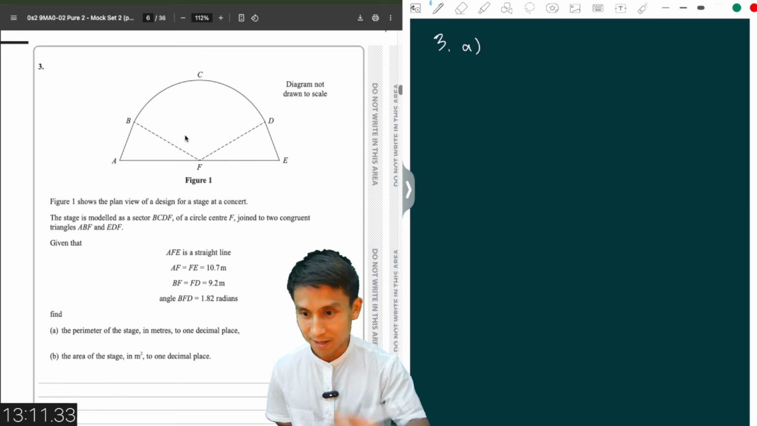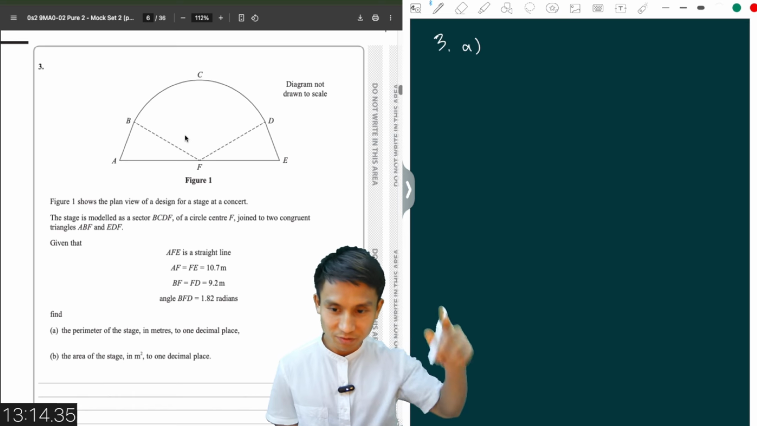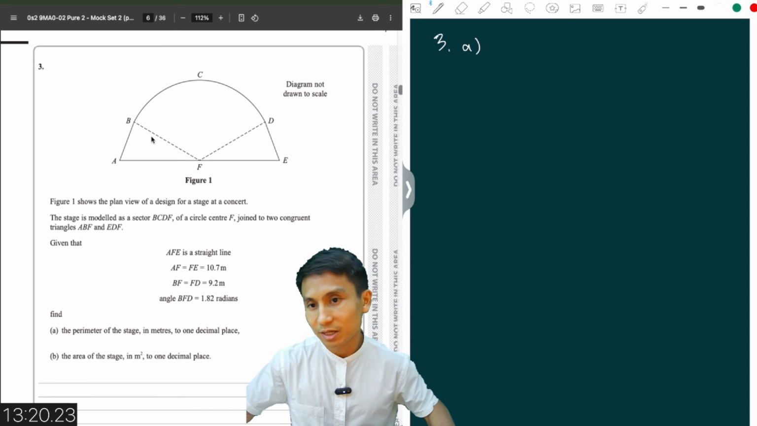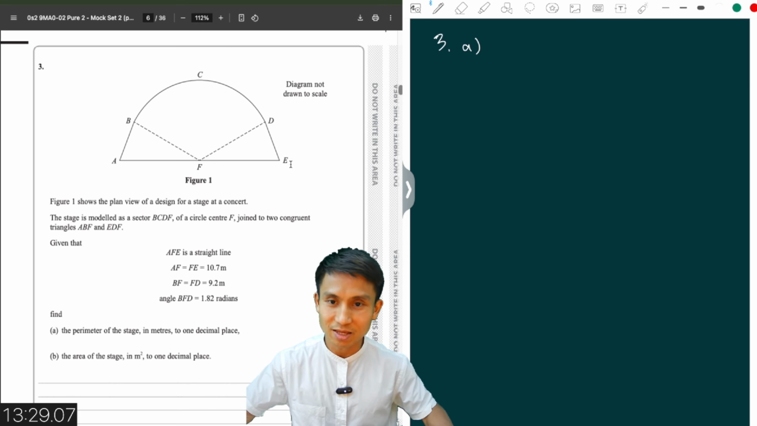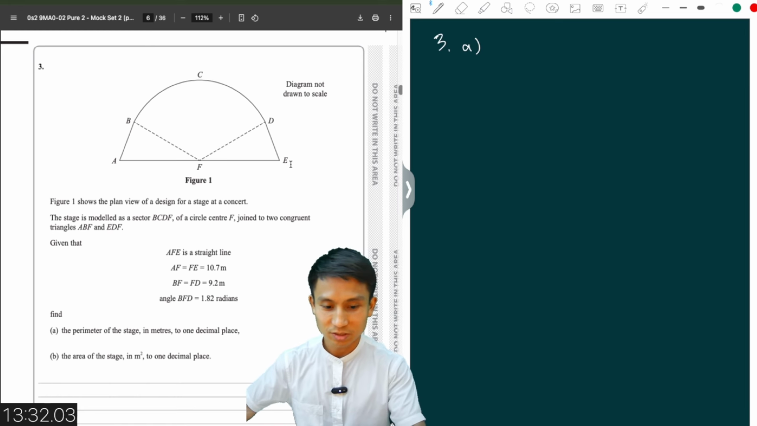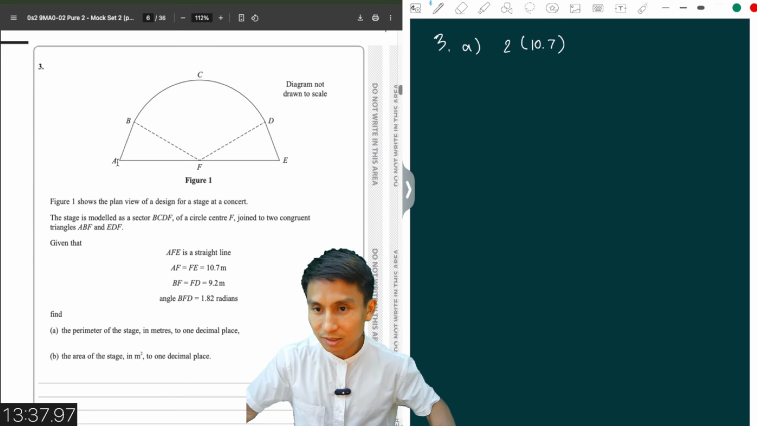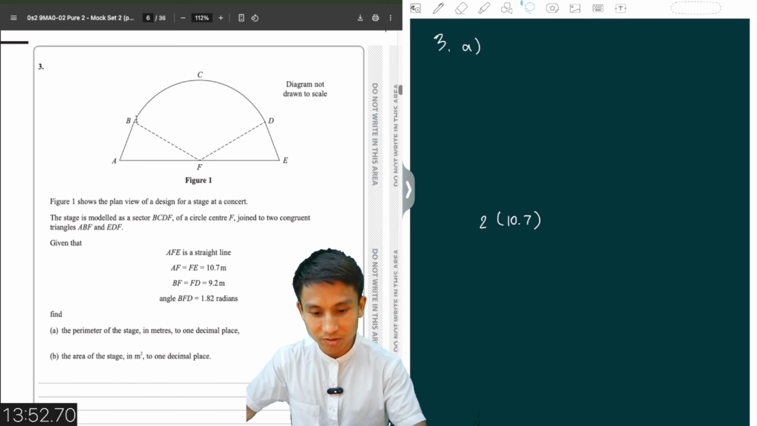Okay, so part A, we want to find the perimeter of the stage in meters to 1 decimal place. Alright, so it's just 2 of the AB here, and the arc length of the sector, and then this guy right here, AE, which we already know. So it's 2 of the AF, which is 10.7, 2 times, because each one of them is 10.7. And then this side here, AB. Now this one, AB, we haven't quite got. Okay, so this one might need some more work.